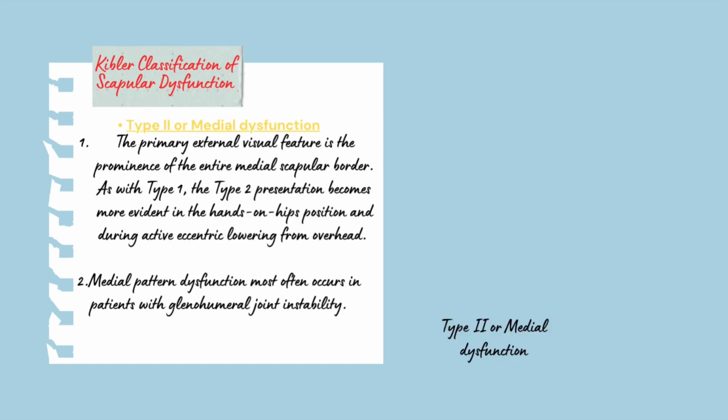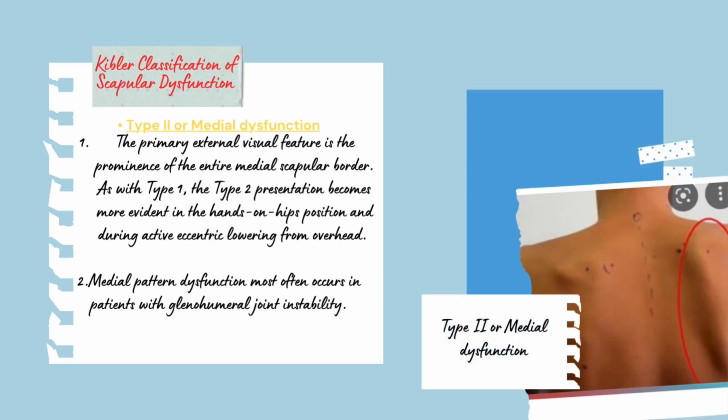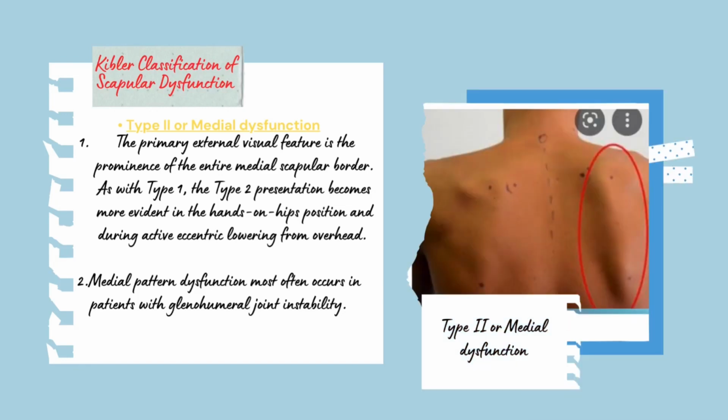Next is type 2. Type 2 is also known as medial dysfunction. The primary external feature is the prominence of the entire medial scapular border. For assessment, the patient will be kept in the same position as we have already studied in type 1, that was hands on hips position, or the patient will be asked to do eccentric lowering from an overhead elevation. Coming to the second point, medial pattern dysfunction most often occurs in patients with GH, that is glenohumeral joint instability.